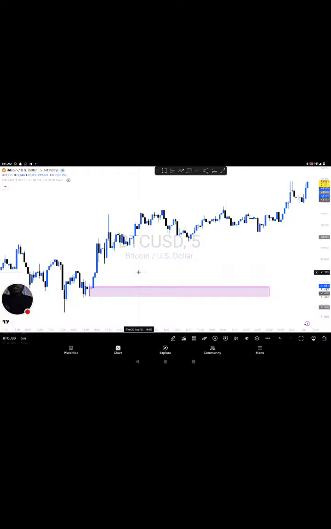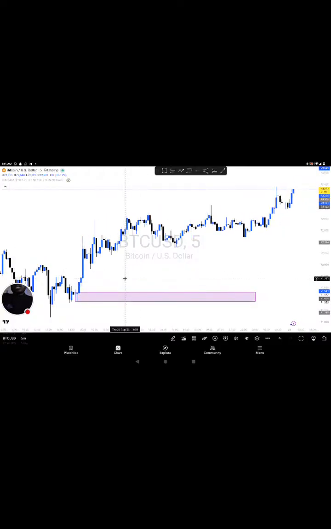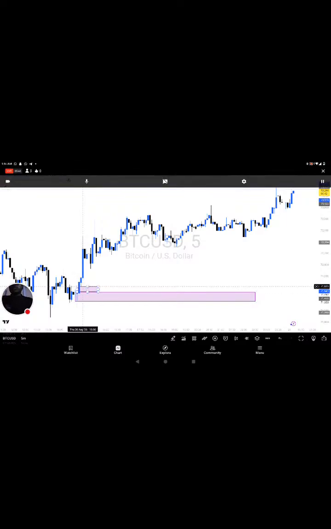Now to know if this order block is valid, it must have something called fair value gap. Now, this is our fair value gap. The fair value gap is a footprint left by the institutional traders. So we can see it's a gap between the order block and the next candle. You can see there's a gap between this order block and the candle next to it. That is the fair value gap.